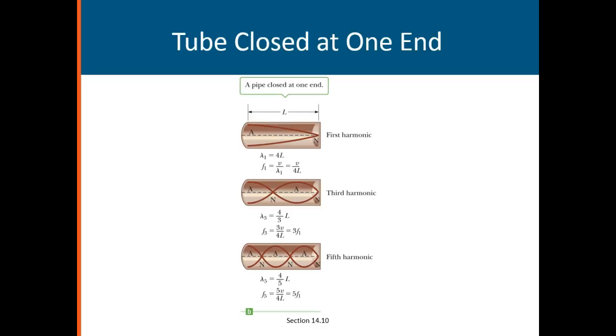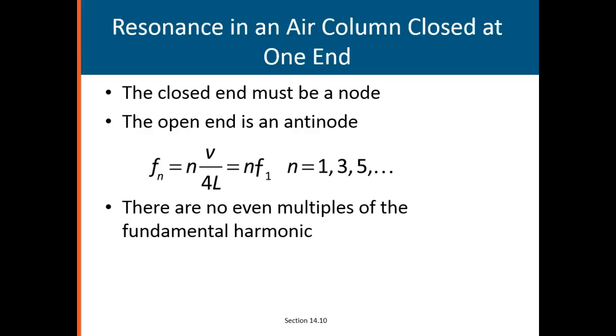So here's the formula for that. The closed end must be a node, the open end must be an antinode, and then your frequencies that are allowed are only where n is 1, 3, and 5. Can't have a 2 and 4 because there's no even multiples of the fundamental harmonic, because the even harmonic would have closed at both ends, and then you don't have much of a pipe. Okay.